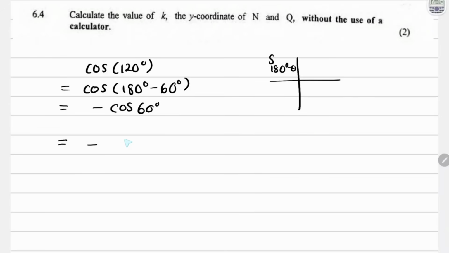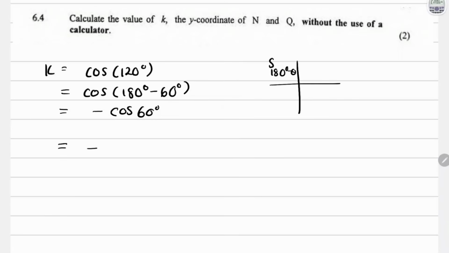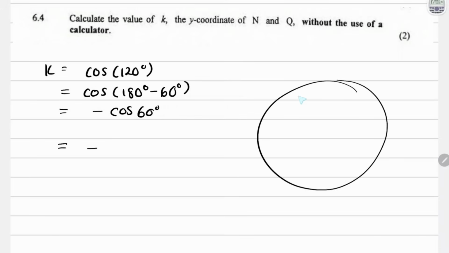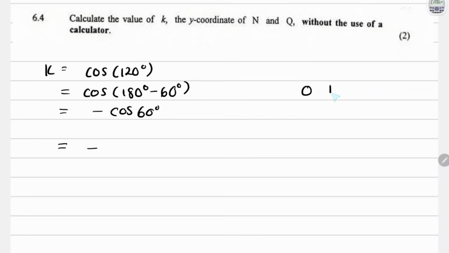So it's going to be negative, this is the value of k, of course, right? K is equal to this. Okay, so with cos 60, you can use a calculator, but I'm also going to just show you the method that I use to calculate this. I don't use the circle. I use something called the OHA rule.